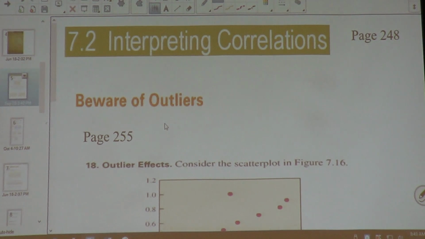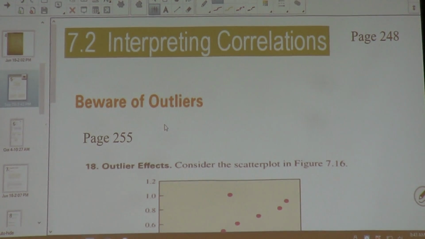Beware of outliers. What does an outlier mean? We talked about this in the last chapter.